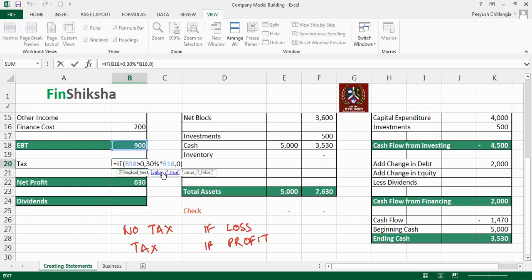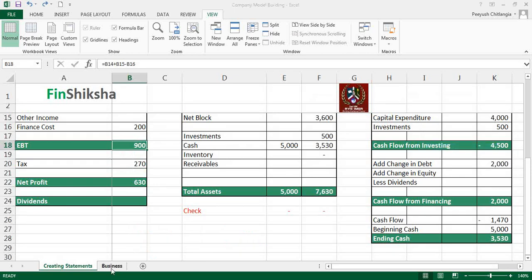Look at the formula once again. If profit before tax is greater than 0, then 30% into profit before tax is the tax value. Otherwise, 0 is the value. So if I put this number as minus 100 for some reason, you see that tax is not calculated there. So automatically we have made a dynamic model here as well, right?